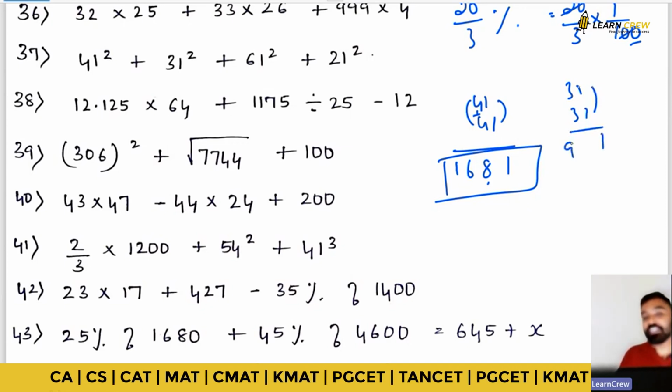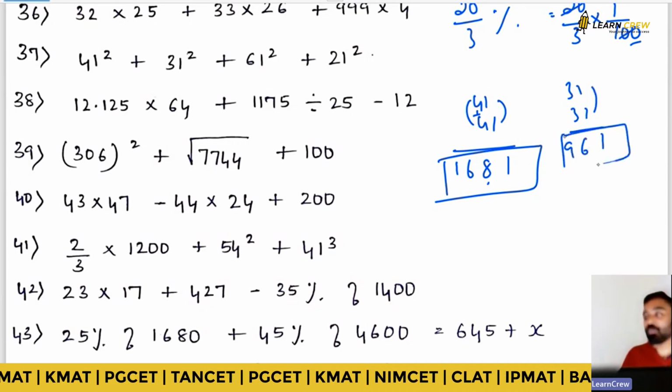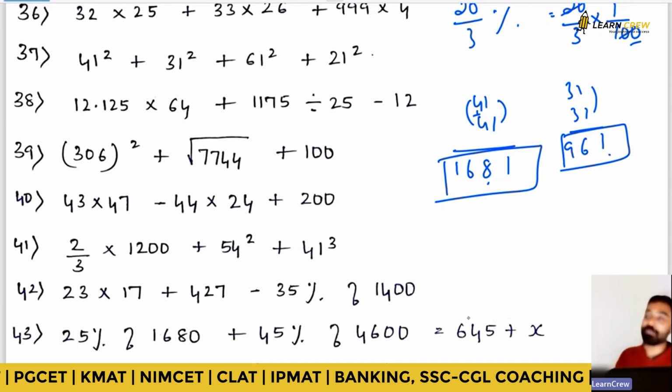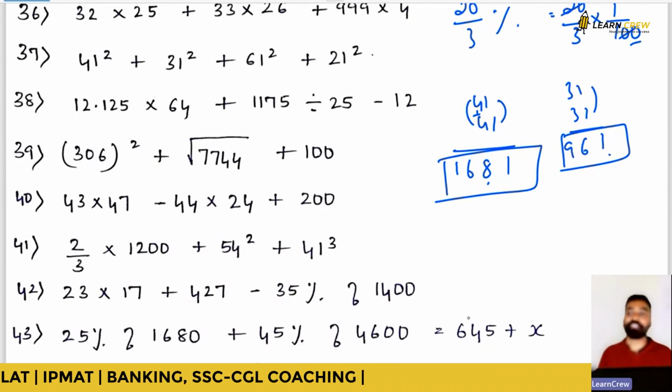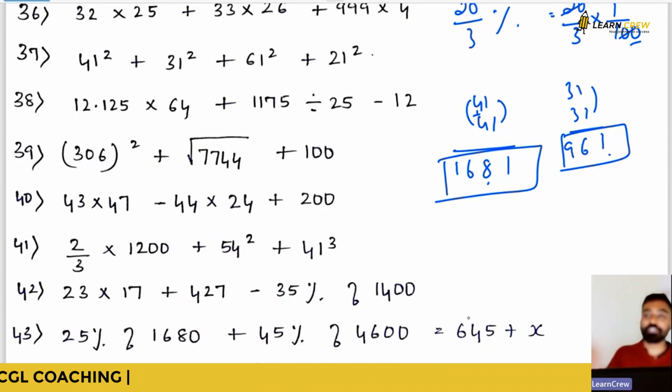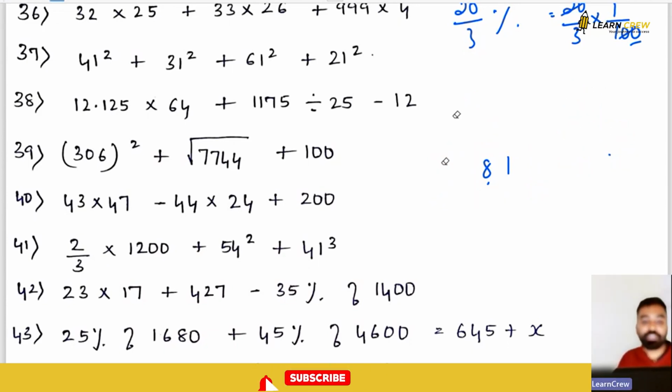3 into 3 is 9. 3 plus 3 is 6. So 961. Okay, this is only for multiplication of numbers ending with 1. Not only for this, you can do it for 61 into 31, 61 into 21, whatever. But for numbers ending with 1, so that you can do it. Pretty much simple one, straightforward.